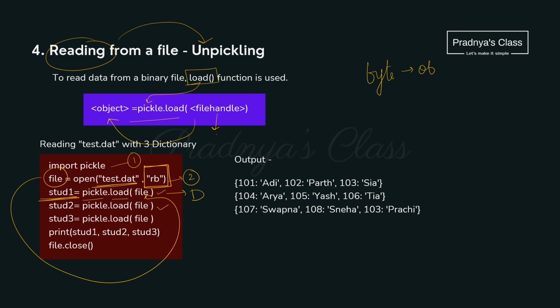Three dictionaries got loaded. Using print statement we are printing it. Finally, don't forget to close the connection. Look at the output. We got three dictionaries. Here we had an idea that three dictionaries are written to the file.